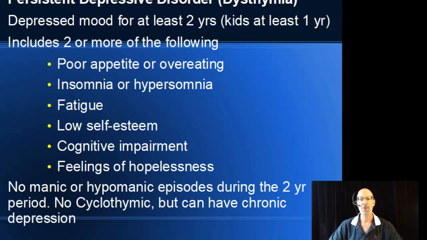Persistent depressive disorder, dysthymia. This is depressed mood for at least 2 years. For minors, at least 1 year. It includes 2 or more of the following: poor appetite or overeating, insomnia or hypersomnia, fatigue, low self-esteem, cognitive impairment, feelings of hopelessness. No manic or hypomanic episodes during the 2-year period, no cyclothymia, but can have chronic depression. So those are your criteria for persistent depressive disorder.